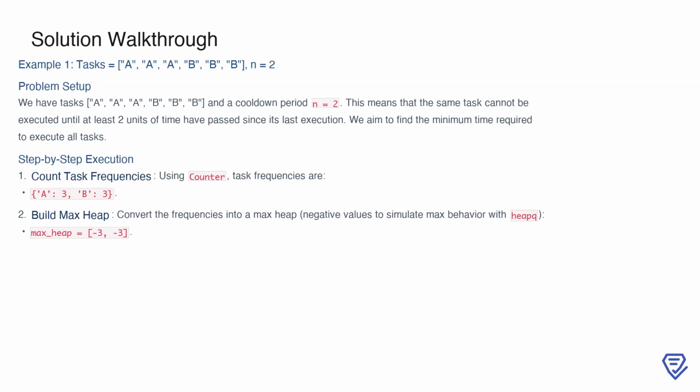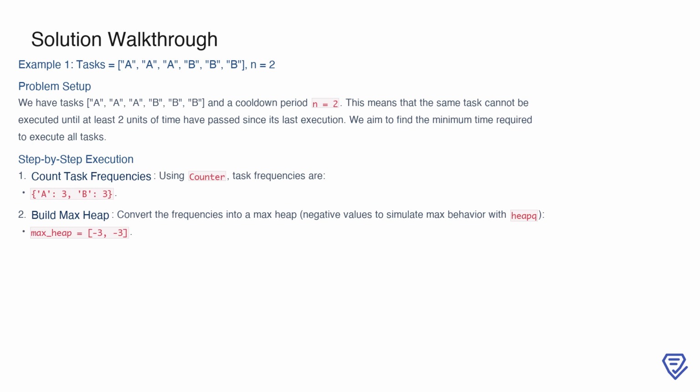Here, we are given the tasks A, A, A, B, B, B, with a cooldown period of n=2. The goal is to determine the minimum time required to complete all tasks while ensuring no task is executed more than once within its cooldown period. To begin, we count the frequency of each task using the Counter class, resulting in A:3, B:3.